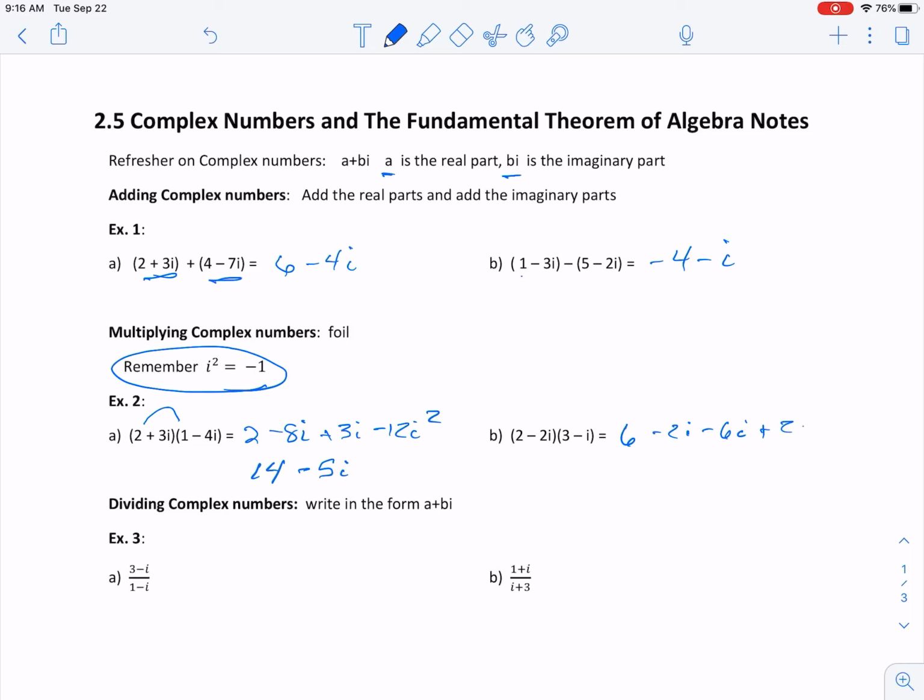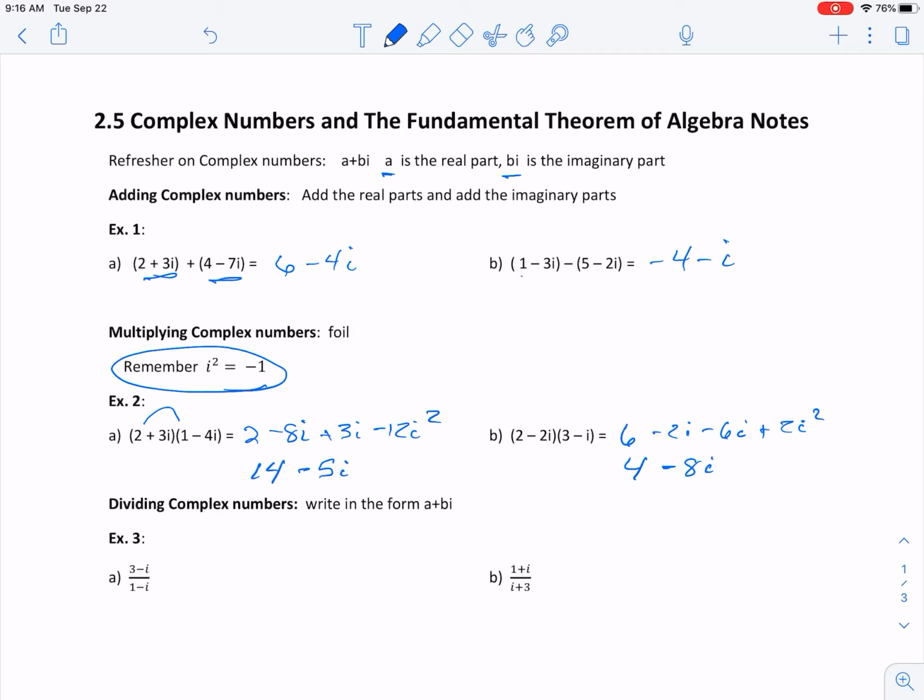I got 2 times 3 is 6, minus 2i, minus 6i, plus 2i squared. Combine your imaginary parts, you get negative 8i. i squared is negative 1, so I got negative 2, and 6 is 4, minus 8i. I multiplied something wrong when I did my notes.